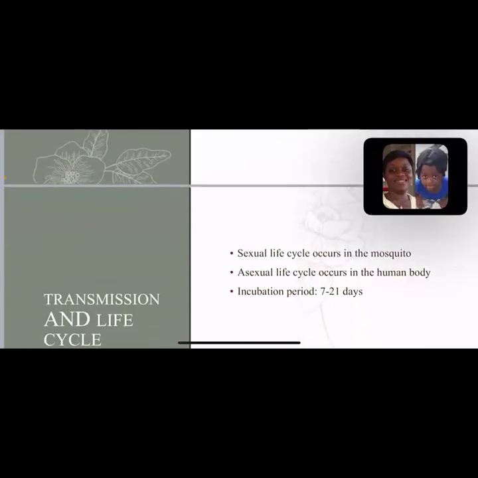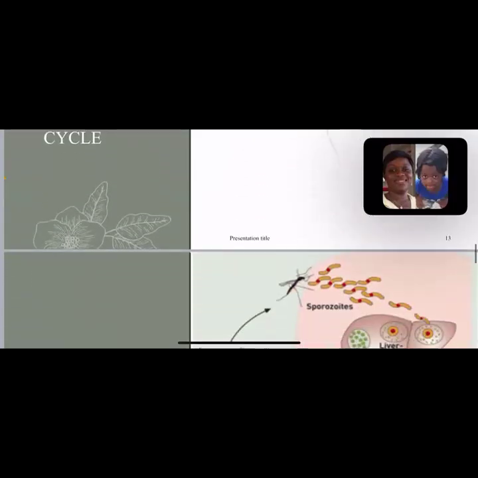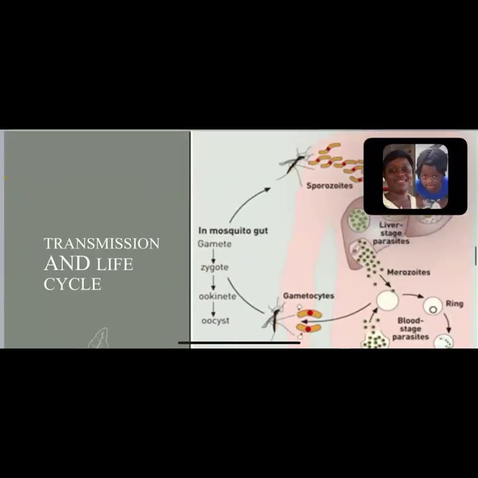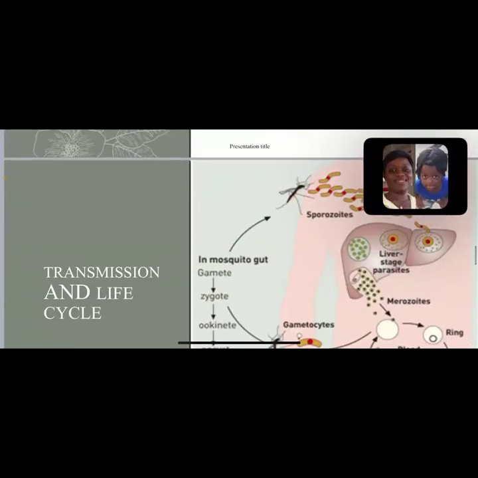So as I was saying, the sexual life cycle occurs in the mosquito, asexual in the human host, and usually the incubation period is 7 to 21 days. And by way of the life cycle, the mosquito usually takes a blood meal from the human host and introduces the sporozoites into the blood. These swim through the bloodstream into the liver and then enter the hepatocytes, where they develop into the merozoites.